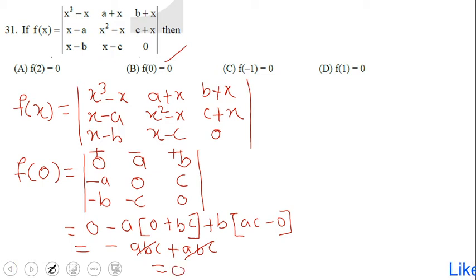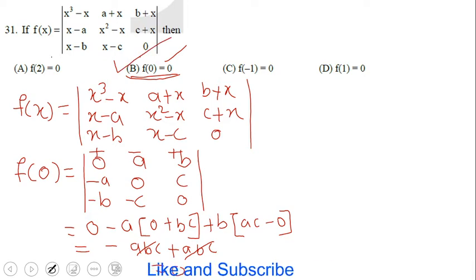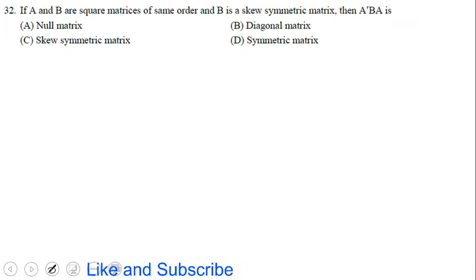We observe that we have taken x as 0, f of 0, and we got an answer as 0. So it is verifying option B. Therefore option B is the right answer here. Okay, we'll move to our next example.